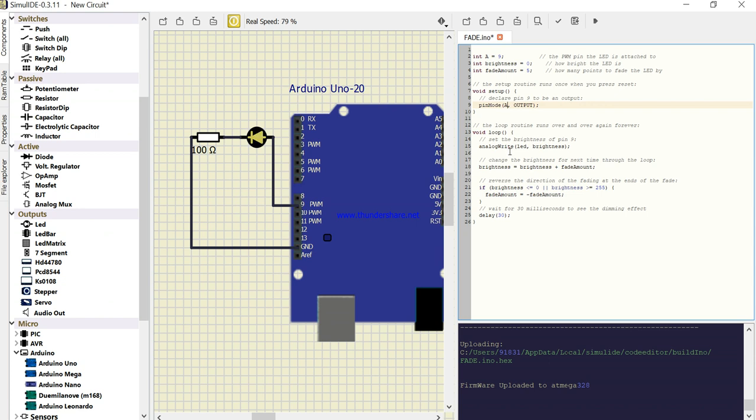Okay, so here we are using analogWrite, and this is the LED brightness. We are trying to generate the output from pin number A. So what is pin number A? Pin number 9 is pin number A.